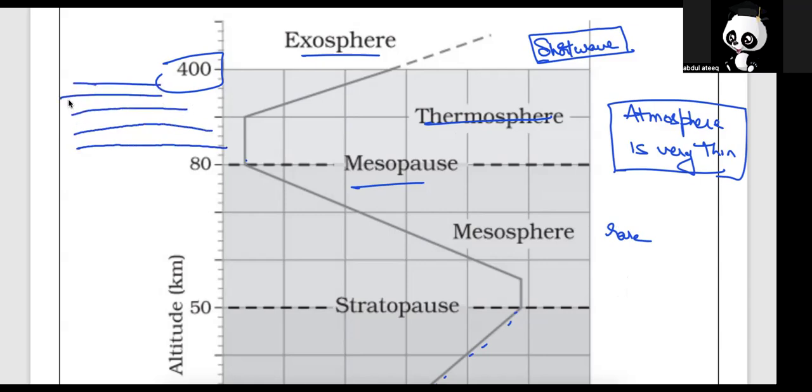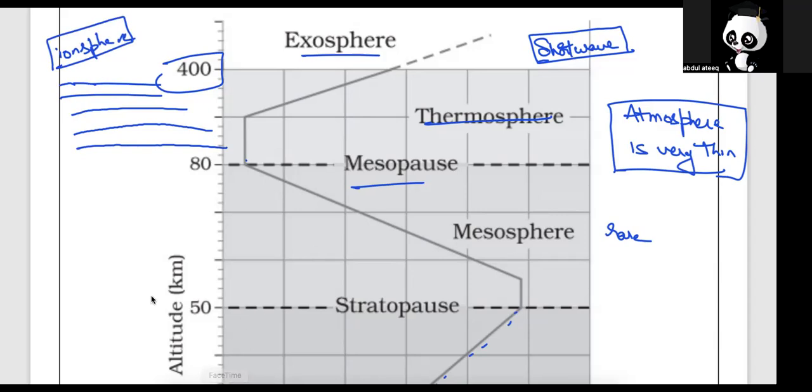And in the areas where the temperatures are very high, your gases become ionized. And so within the thermosphere, you have the ionosphere. Within the thermosphere, you also have a layer called ionosphere, where your atmosphere is in the charged form.